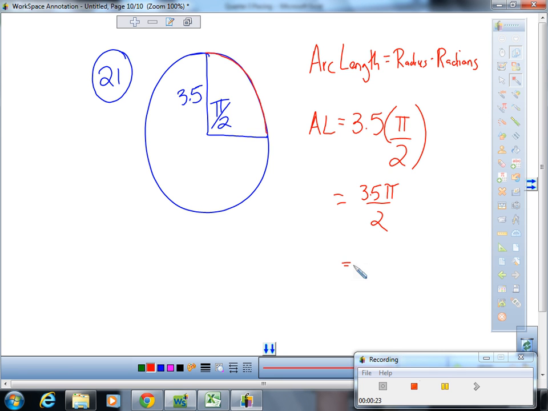Someone else might want you to clean that up. A lot of people don't like decimals and fractions, and I get that. So you might have to multiply by 2 over 2, and that's going to give you 7 pi over 4. But if you didn't get that last step, you're not confused about the radian process. You're just confused about fractions. Don't sweat it too much. At some point in your life, you won't have to deal so much with fractions. Unless you plan on building things around your house, then you're going to have to suck it up and learn, because that's how our system works.